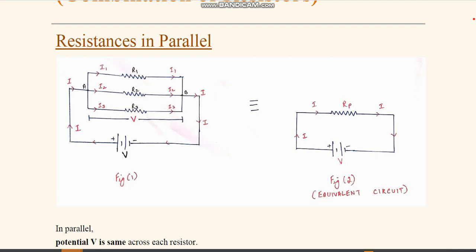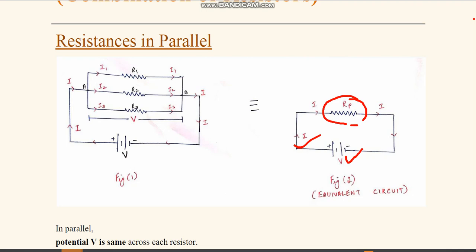Now let us find out the equivalent resistance of this parallel combination. To do so, we replace these three resistors by one single resistance Rp, such that on applying the same potential V across this Rp, you get the same current I. Here Rp is called the equivalent resistance of the circuit. To find the value of Rp, we apply Ohm's law to figure 2 and then to figure 1.